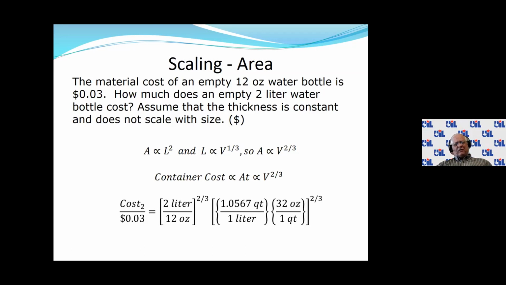I've got a couple of conversion factors. I convert my liter to a quart and my quart to ounces, and so I have those conversion factors. Again, I have to raise it to the 2/3 power so I can cancel. Basically, I'm going to cancel liters to the 2/3 power in the numerator with liters to the 2/3 power in the denominator. So I have to raise my unit conversions on the right side to the 2/3 power. I just multiply all this out, and it comes out that the cost of the larger container is 10 cents.